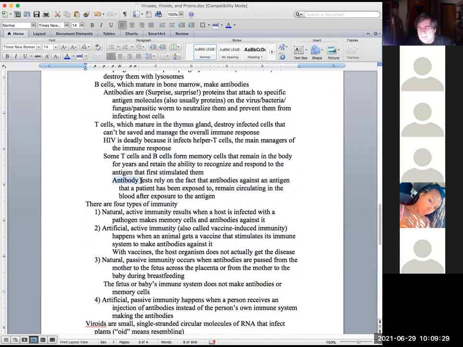Now, because you have these memory cells, once you've had something, you have antibodies circulating in your blood. So you probably heard with COVID-19, there are some tests called antibody tests. With an antibody test, we can sample your blood. It's usually very quick, and we can find out if you've been exposed to the virus. Because what we can do is we take a little blood sample from you, we mix it with some SARS-CoV-2. We put some of the virus in there.